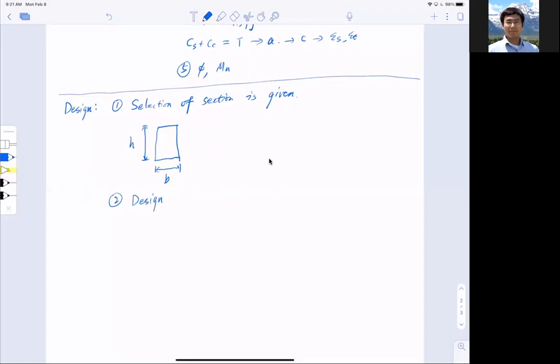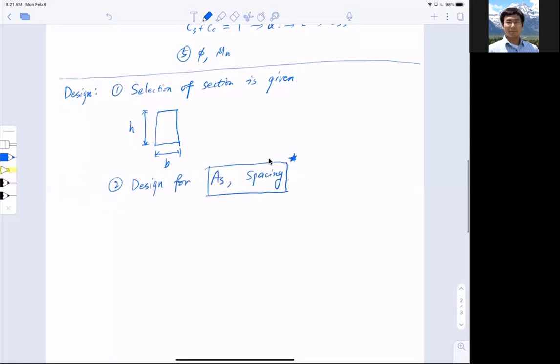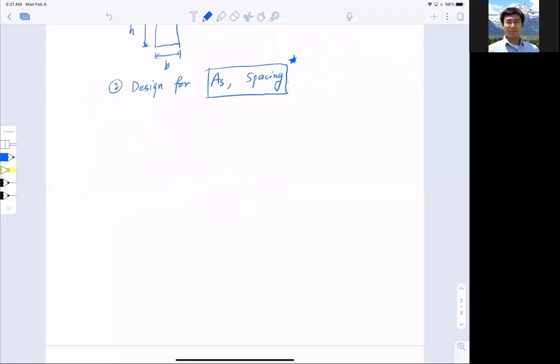The real design is designed for reinforcement area As, okay, As, and then also for spacing, for bar detailing. That's what we're designing for. How many bars we're going to put in a section, and what's the spacing we provide for the bars. Okay, so how do we come up with the number, or the area for the steel, right?